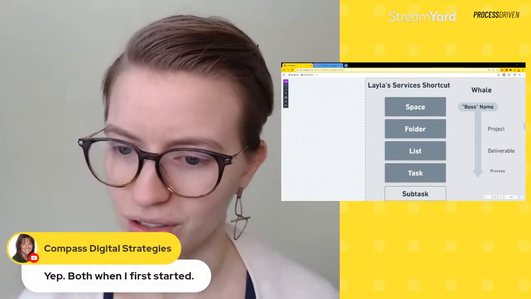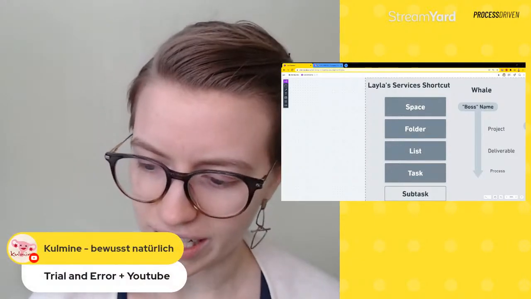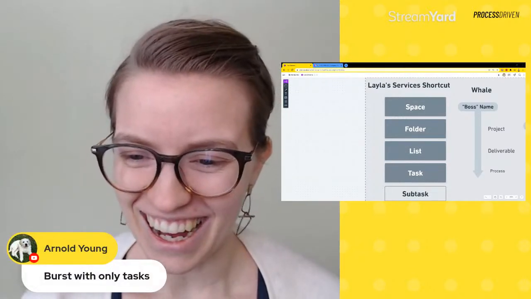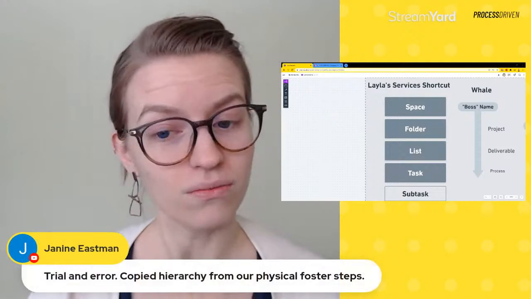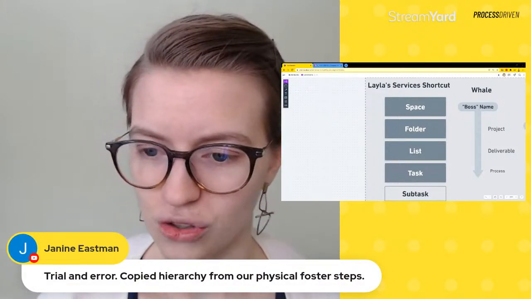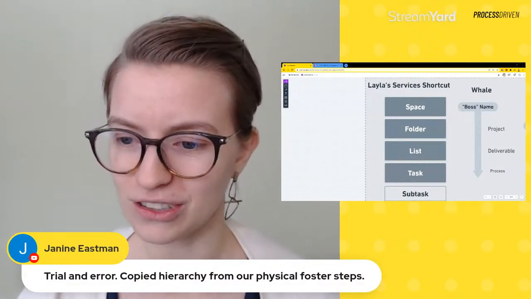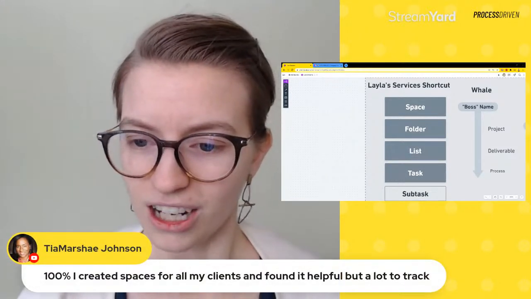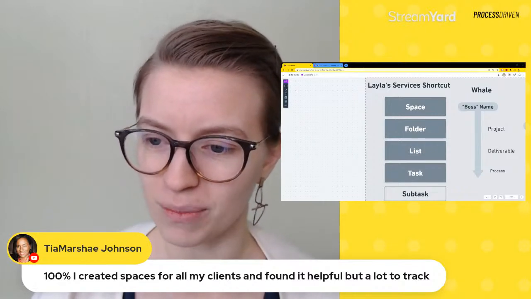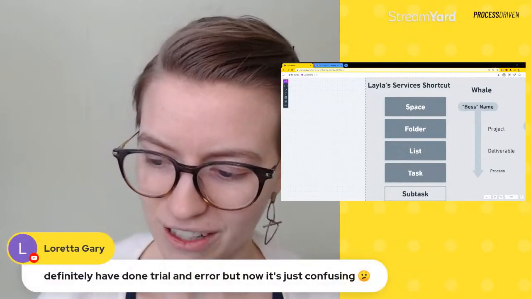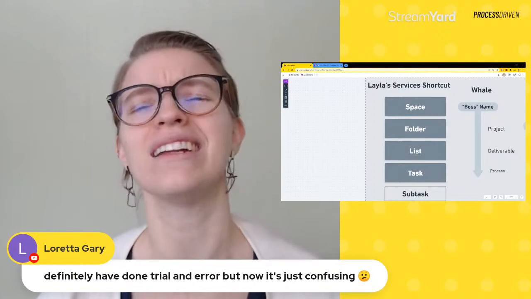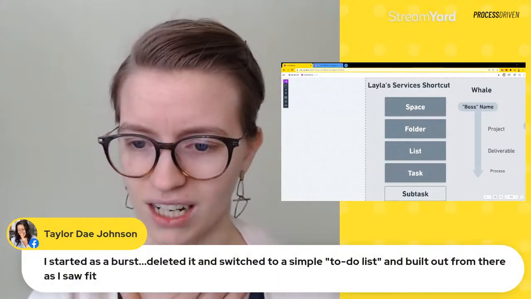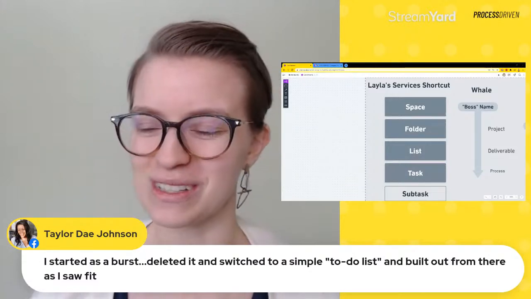Okay, we got some trial and errors, trial and error plus YouTube, hopefully my YouTube, but there's many other YouTubers that are great too. Arnold, bursting with only tasks. Oh, not bad with only tasks. Janine said trial and error, copied from our physical foster steps. That's a good way to go about it. 100%. I created spaces and then found it helpful, but a lot to track. Loretta, definitely have done trial and error, but now it's just confusing. I know, if you overbuild, it gets really messy really fast. Taylor, started as a burst and then deleted and switched to a simple to-do list.